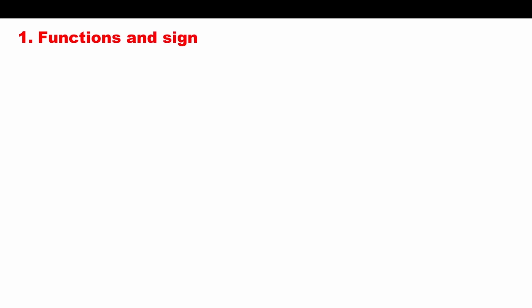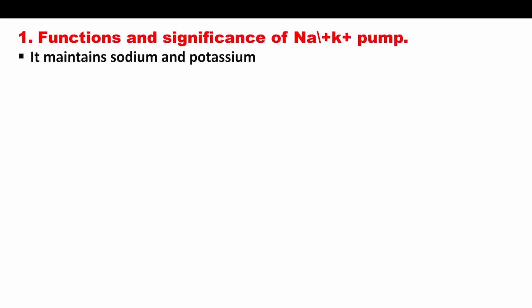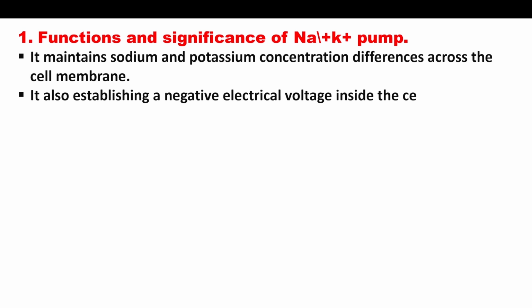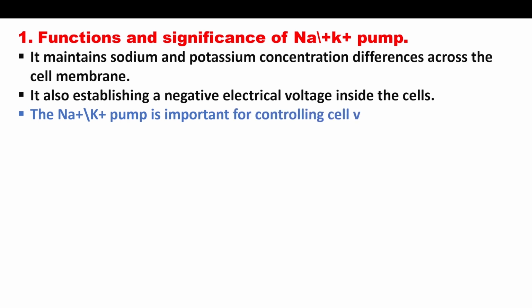Functions and significance of sodium-potassium pump. It maintains sodium and potassium concentration differences across the cell membrane. It also establishes a negative electrical voltage inside the cells. The sodium-potassium pump is important for controlling cell volume. How does it control cell volume?